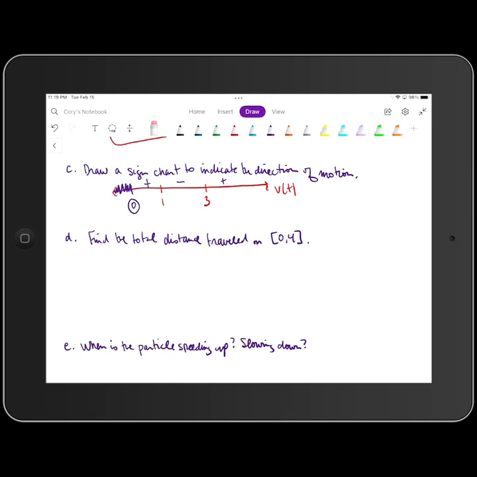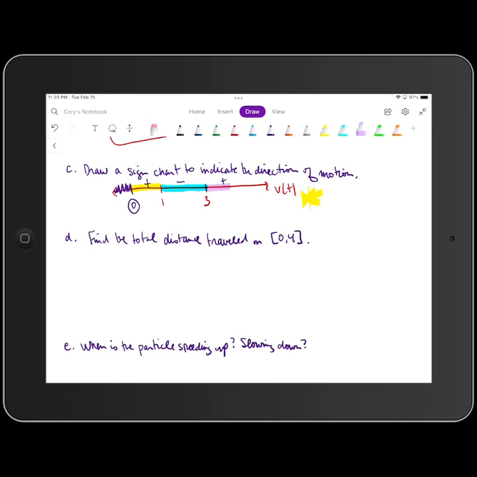Now, for you to be able to do that, you have to set up a sign chart like we did up above here. That sign chart is necessary because that's going to tell you where you have to break up your displacements. So the first one is from 0 to 1. The second one is from 1 to 3. And in part D, it asks us to calculate the total distance traveled from 0 to 4.